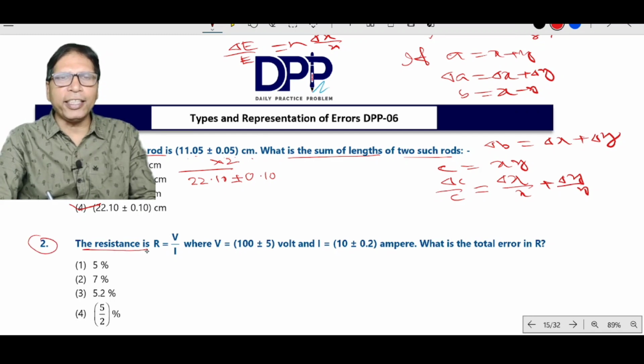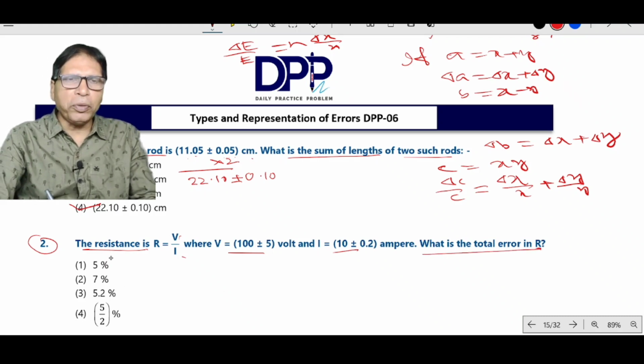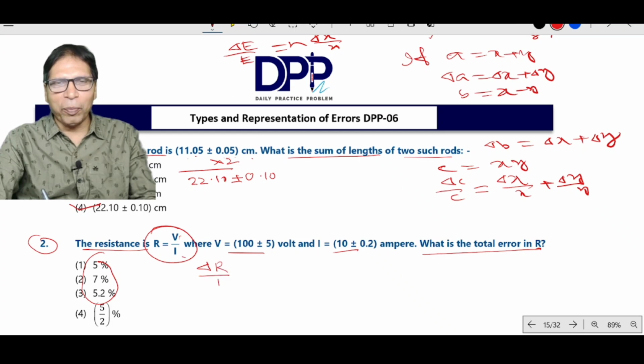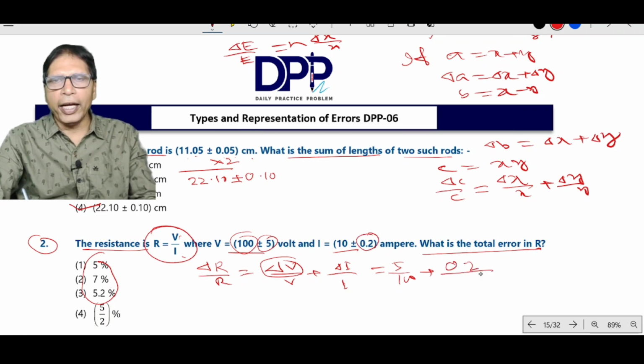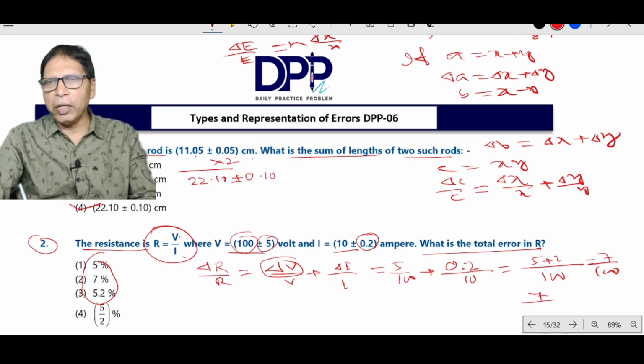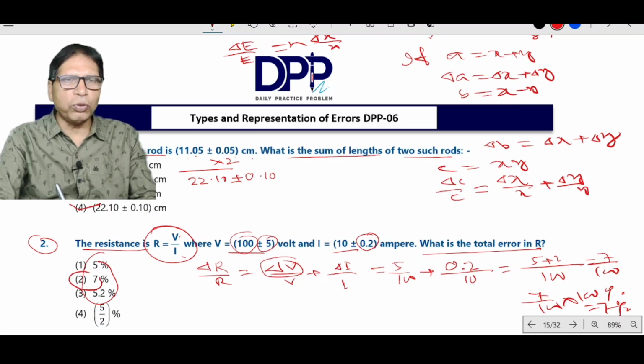Now, question number 2. The resistance R equals V by I. V given, I given. What is the total error in R? So we have to express the percentage error of R. Now, it is the formula for division. Relative error of R equals relative error of V plus relative error of I. Here delta V is equal to 5, V equal to 100. So this is 5 by 100 plus delta I equals 0.2 and I equals 10. Taking 100 as LCM, this is 5 plus 2, so this is 7 by 100. Therefore, 7 by 100 into 100%, so this is 7%. So option 2 is correct.